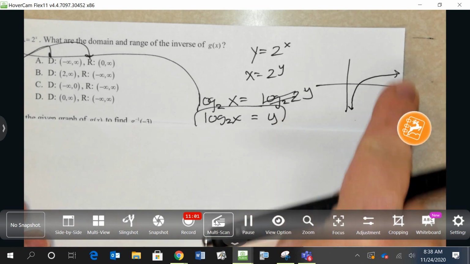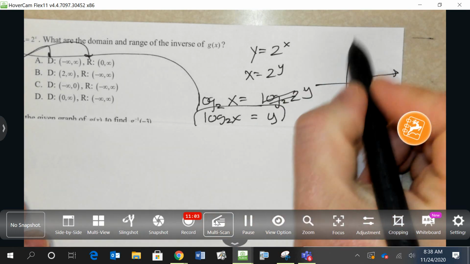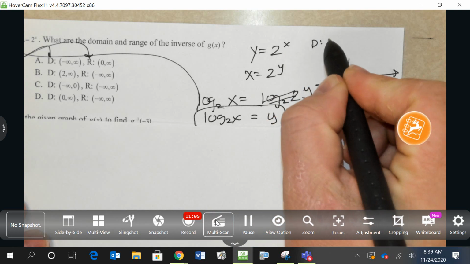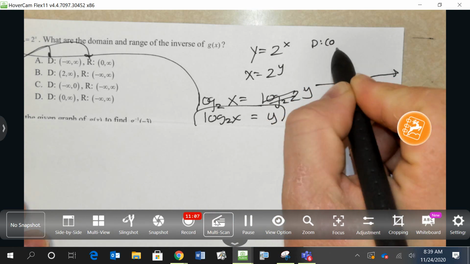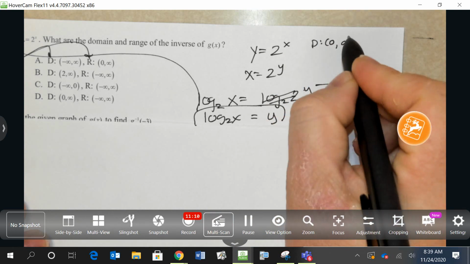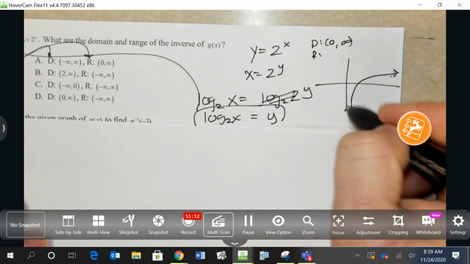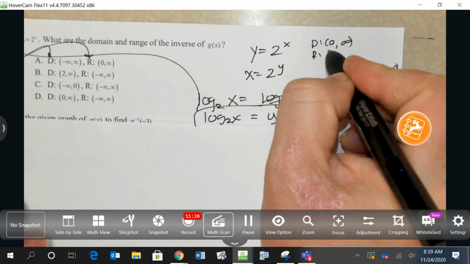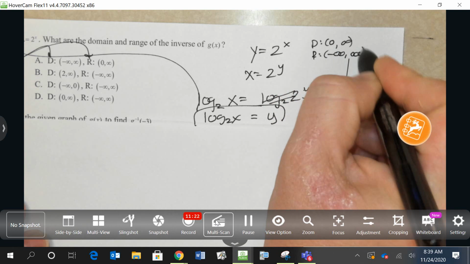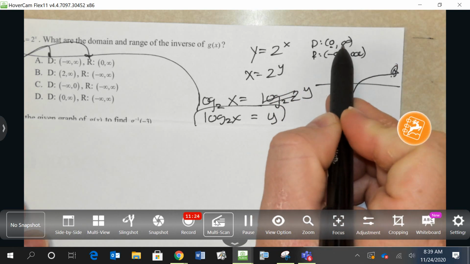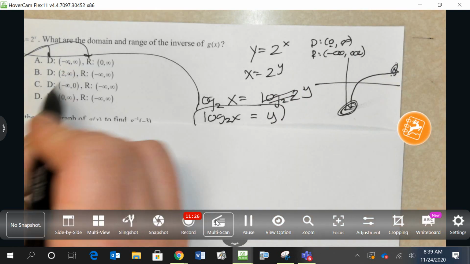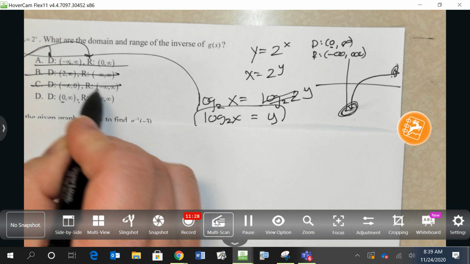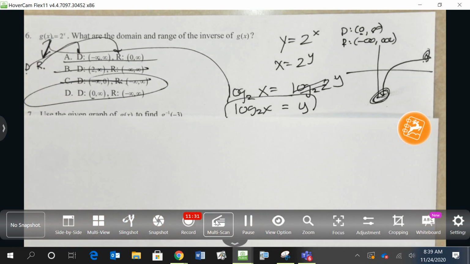All right, so this is the inverse. So the domain starts after 0, and there's no limit how far it goes to the right. And the range, there's no limit how low it goes, and there's no limit how high it goes. Even though it's rising very slowly, it still continues to rise as it goes to the right. So negative infinity to positive infinity. So domain, anything without 0 to infinity, I cross out. And we can see that D is the correct answer.